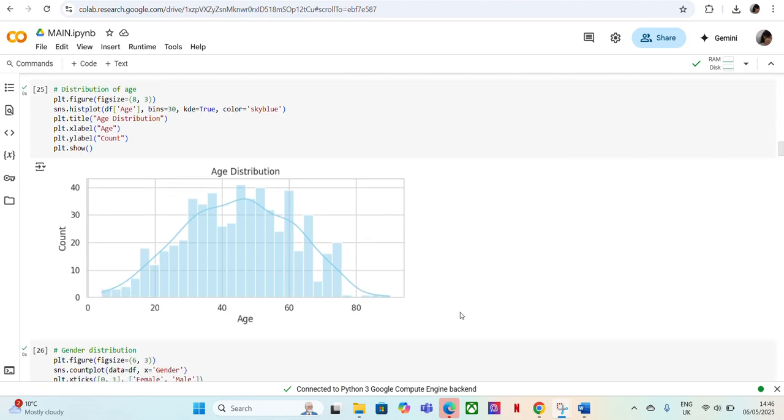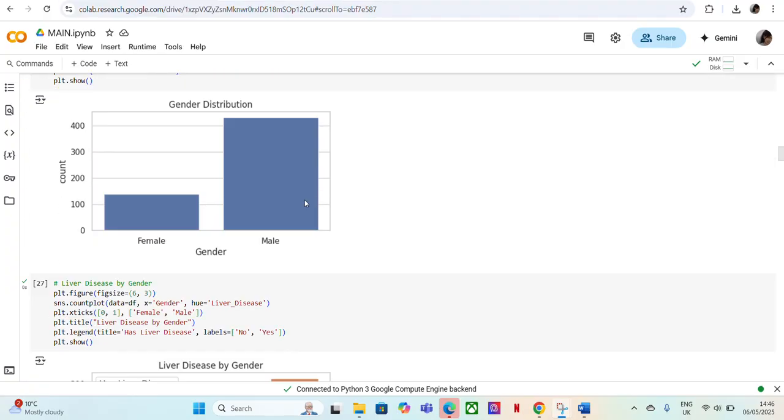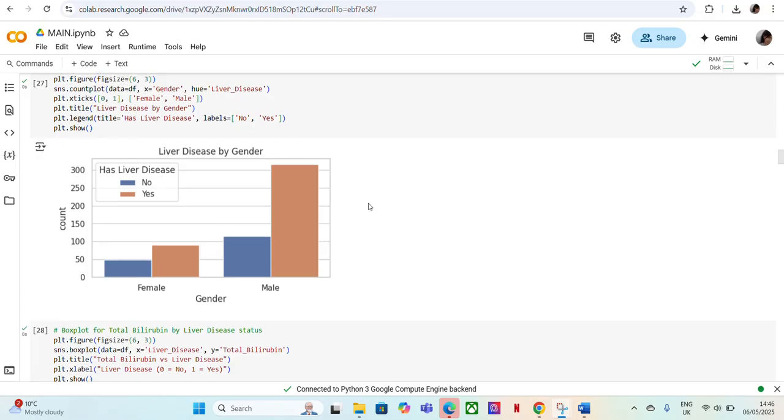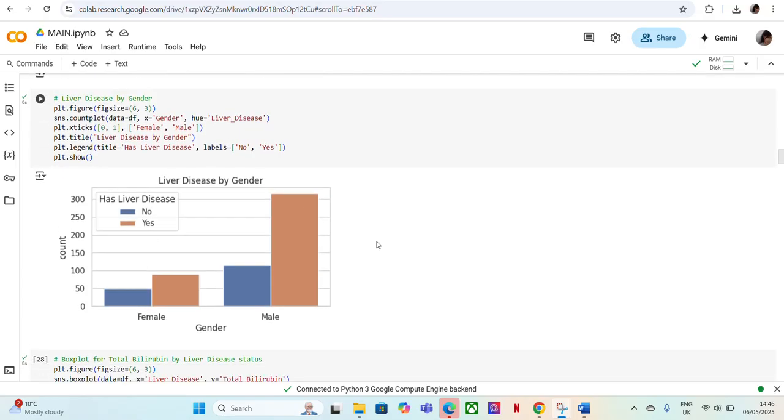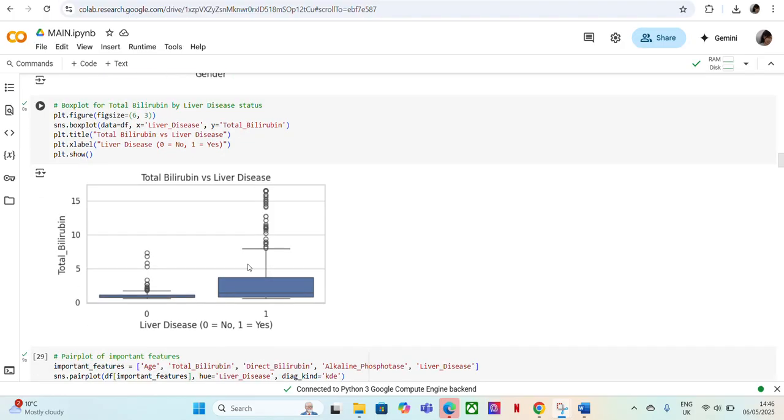Next is visualization. Here is the distribution of age. From this age distribution we can see that between the ages of 40 to 60, the liver disease chances are high, as mentioned here. Then gender distribution from the data set: the data of females is around 150 and males is higher. Then liver disease is also plotted here based on gender, female and male. Then based on the total bilirubin, when it is high, the liver disease chances are also high.